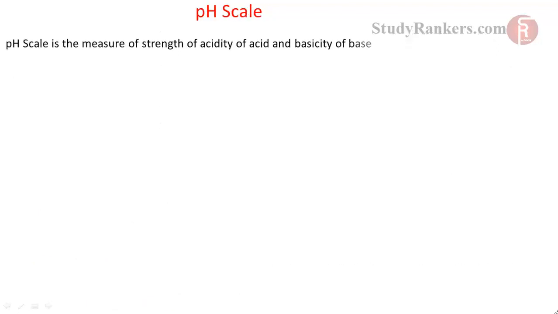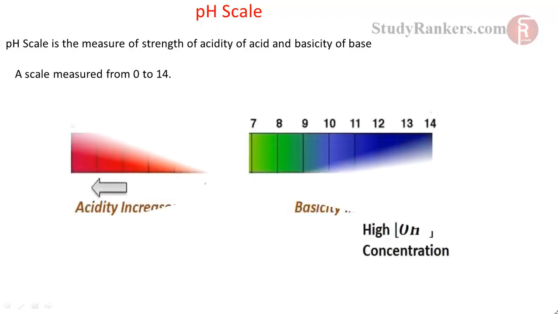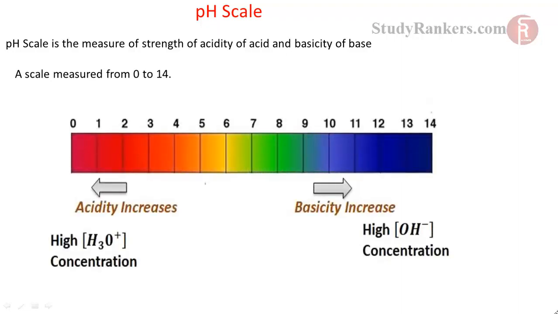The pH scale is the measure of the strength of acidity of an acid and basicity of a base. It is a scale measured from 0 to 14. If the pH of a solution is between 0 and 7, the solution is acidic. If it is 7 to 14, the solution is basic. If it is 7, the solution is neutral. The acidity increases with decrease in pH value.